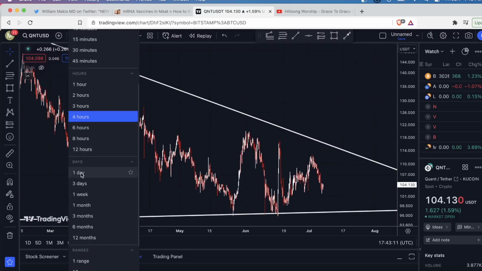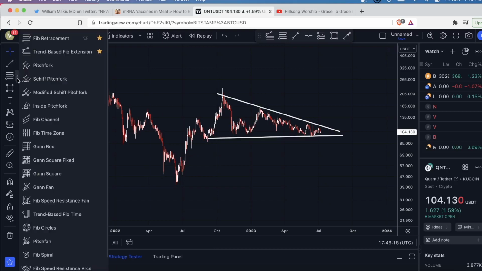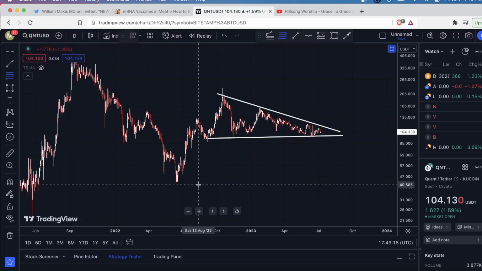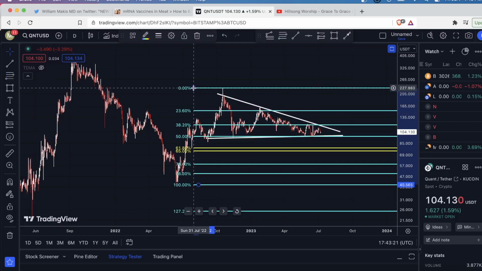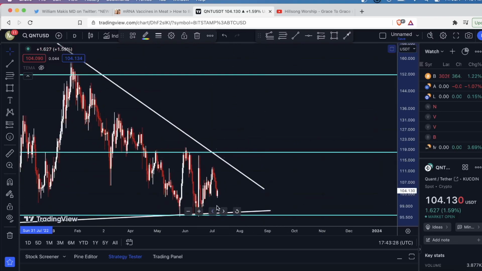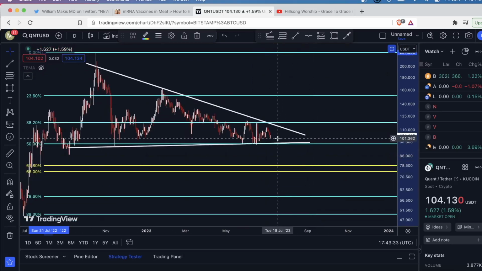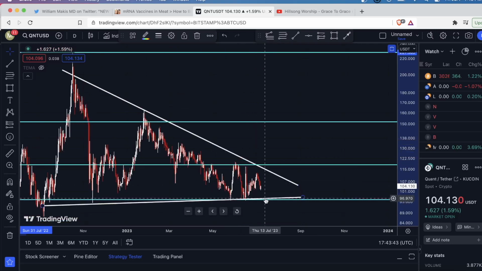Let me see also where we are. If I want to run a fib from here to here and see if we're on a level here. Yeah, okay, so we're on the 50. We're just being supported by the 50% retracement here. So that gives you even more confluence and more confidence to enter around this region because not only are you supported by this lower support trend line, but it also aligns with the 50% retracement that has served as support multiple times already.